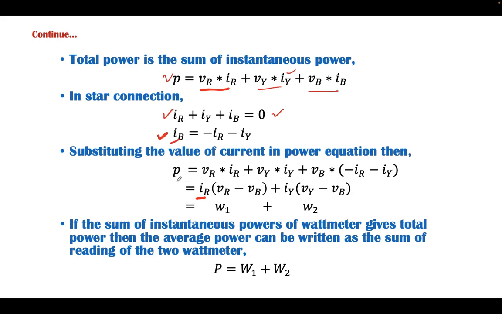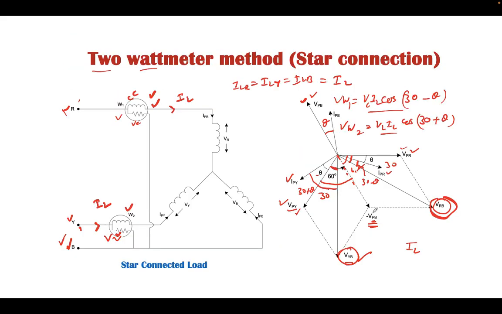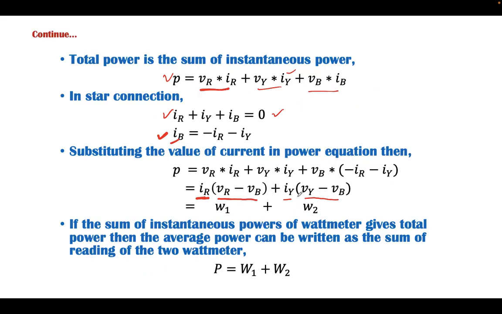the power because of the two wattmeters is given by IR into the phase difference of VR and VB, similarly IY into the phase difference of VY and VB. This is the phase difference of VY and VB. This is the phase difference of VR and VB, and the current in this is IR, and the current in the second wattmeter is IY. So similarly here it is IR, this is IY, this is the phase difference of R and B, this is the phase difference of Y and B, and hence the reading of one wattmeter is W1, the reading of another wattmeter is W2.